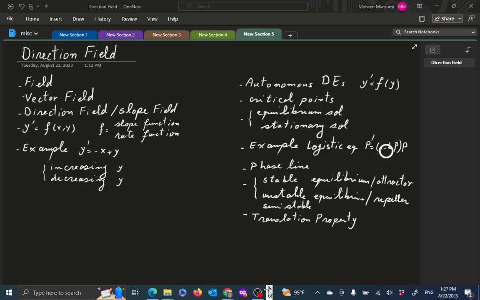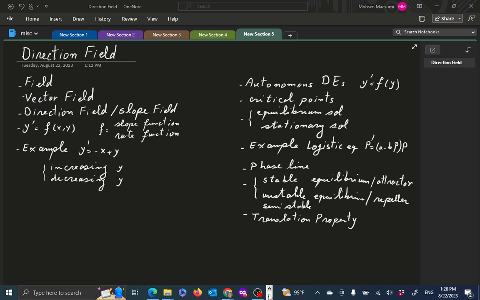We will learn that during the analysis we are going to have something called a phase line, and certain types of solutions are going to be characterized as stable or unstable and so on. Okay, so going back, we said the field, simplest idea is like a cornfield.